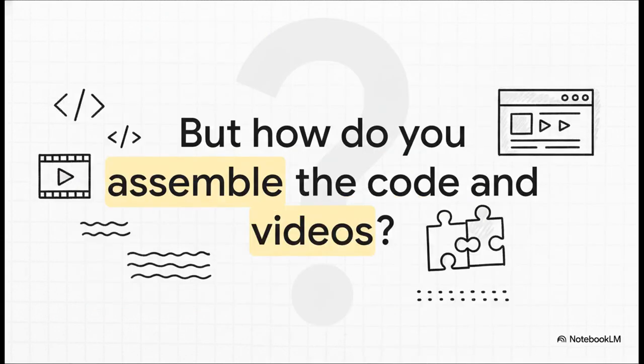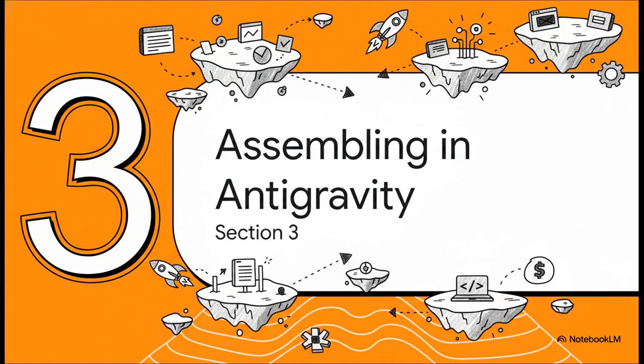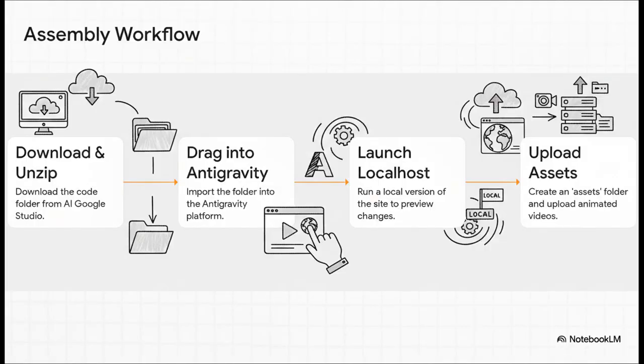So you might be wondering, okay, that's great, but how do you actually bring all of these different AI-generated pieces, the code, the videos, the text, together into one project? Well, that leads us to the most pivotal step. To do that, we're going to head into a platform called Antigravity. This is our workshop. It's where we'll assemble all our code and assets and start adding the really cool advanced functionality.